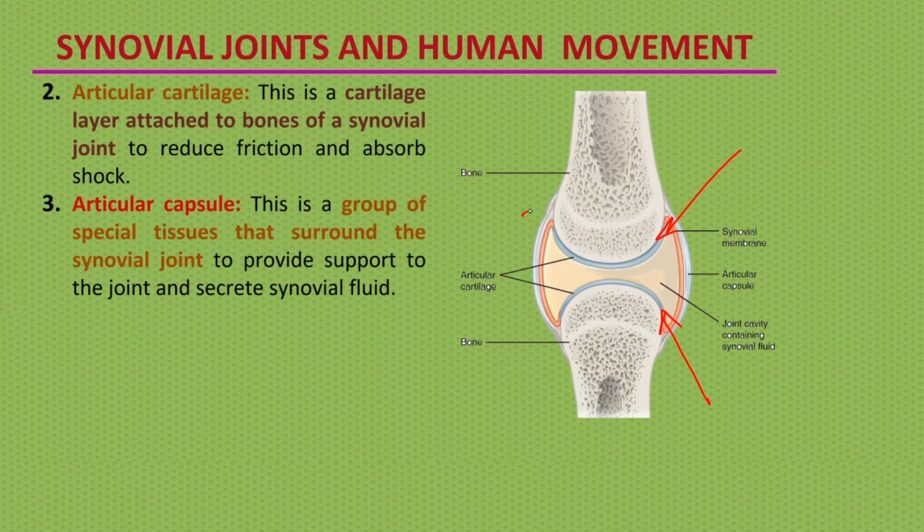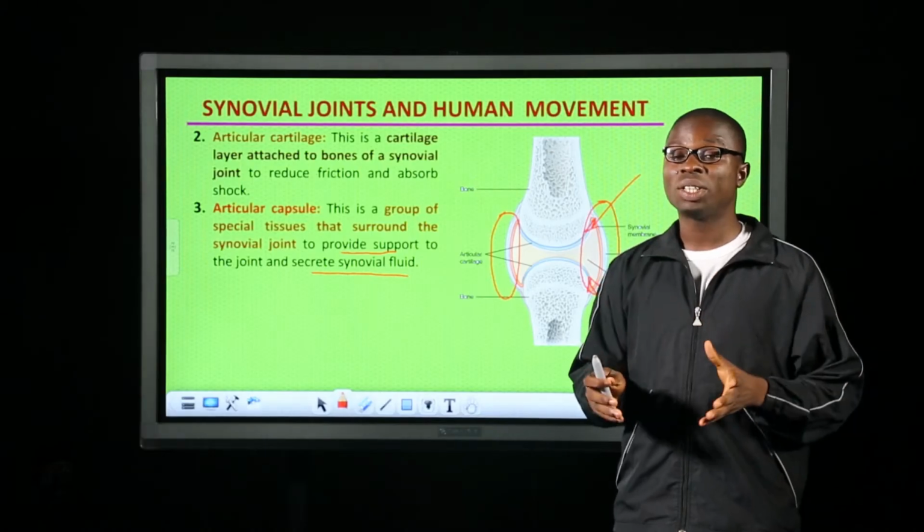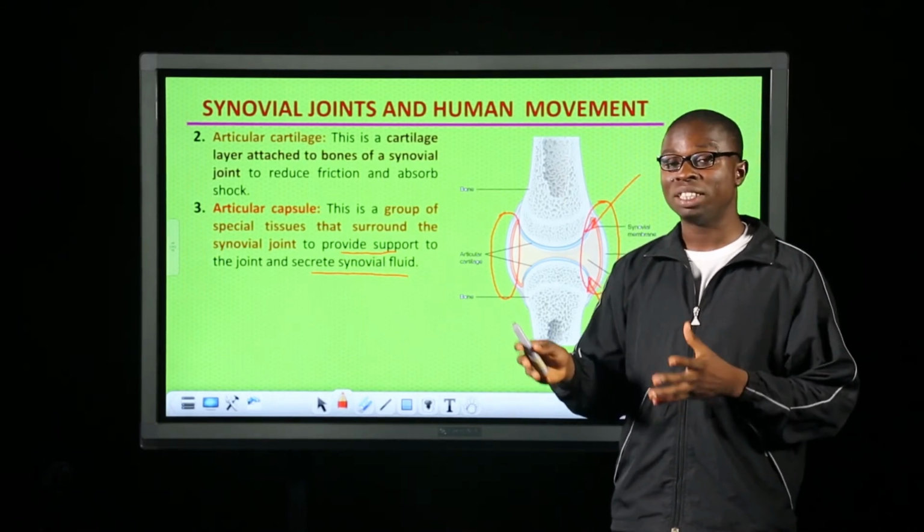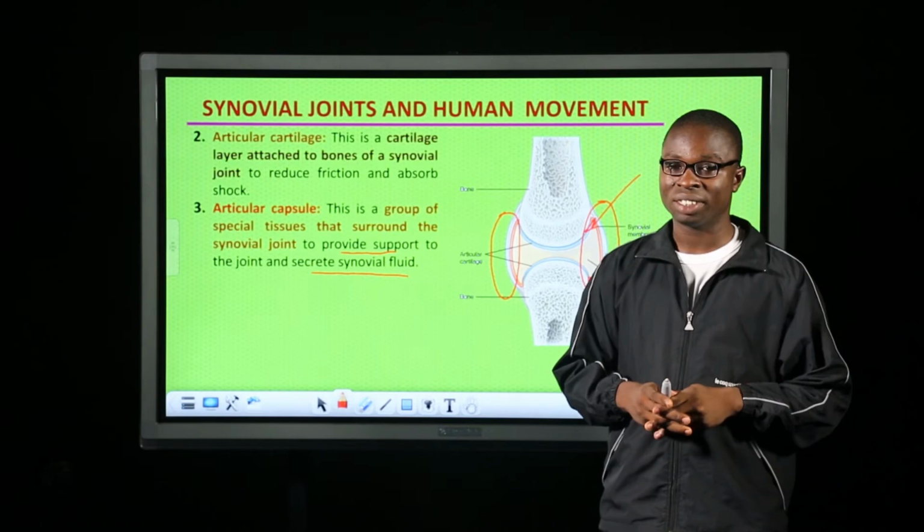Finally, the articular capsule. The articular capsule is a group of special tissues that surround the synovial joint to provide support and secrete synovial fluid. Having discussed the different features of a synovial joint, now let's talk about the different types of synovial joints.